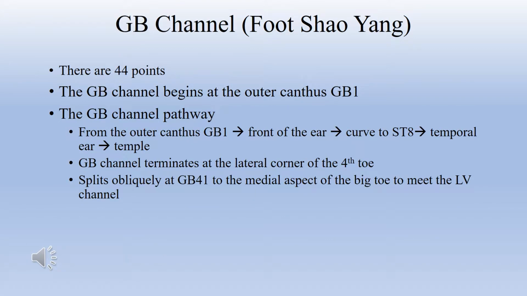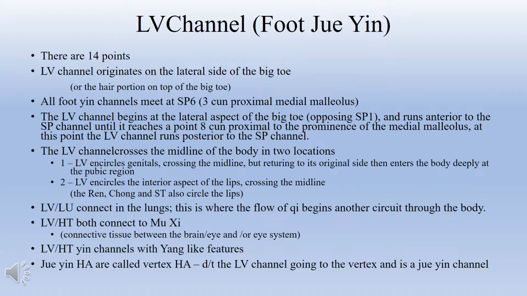The gallbladder channel, foot Shaoyang. There are 44 points. The gallbladder channel begins at the outer canthus, GB1. The pathway is from the outer canthus at GB1 to the front of the ear, curves to stomach 8, temporal, to the ear, to the temple. The gallbladder channel terminates at the lateral corner of the 4th toe, and splits obliquely at gallbladder 41 to the medial aspect of the big toe to meet with the liver channel.